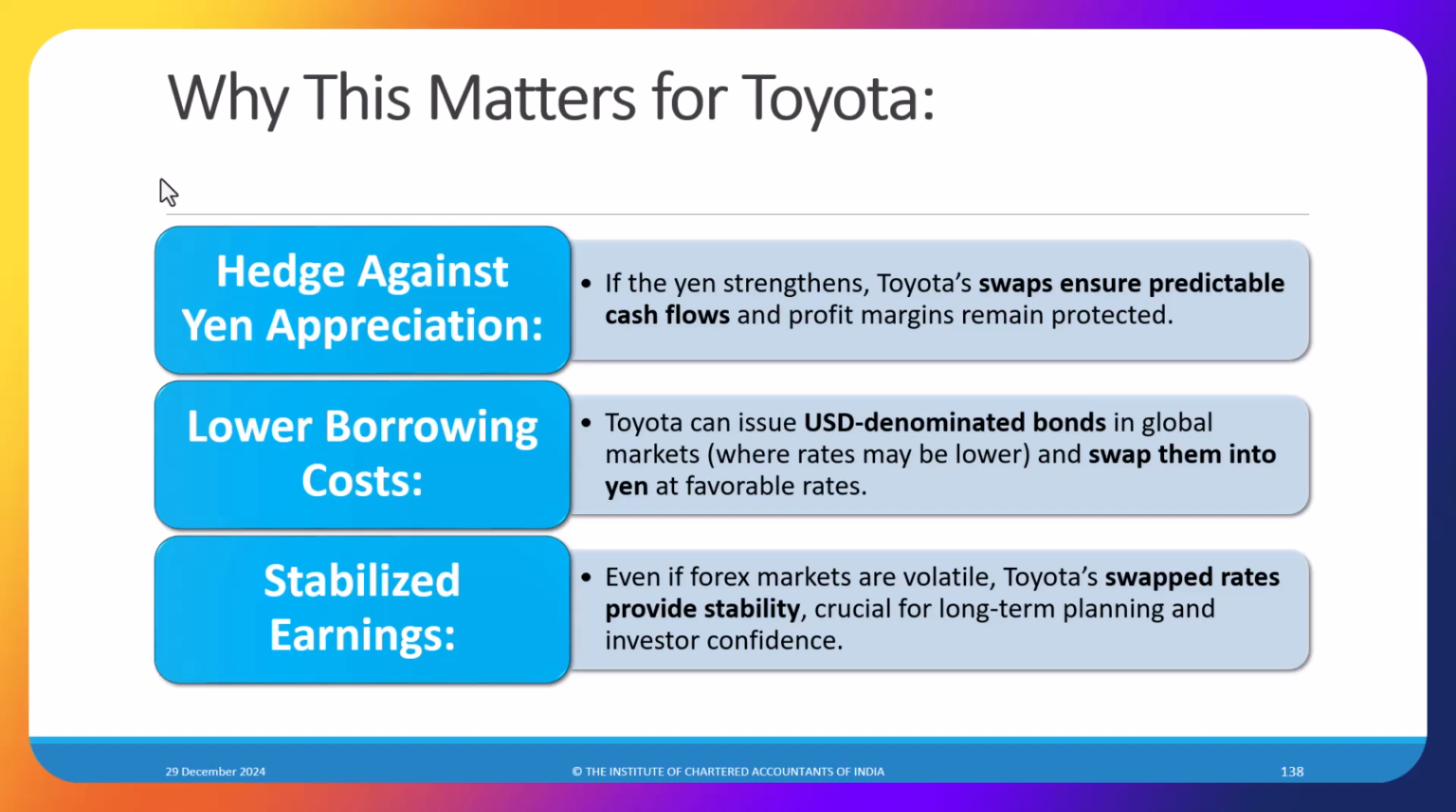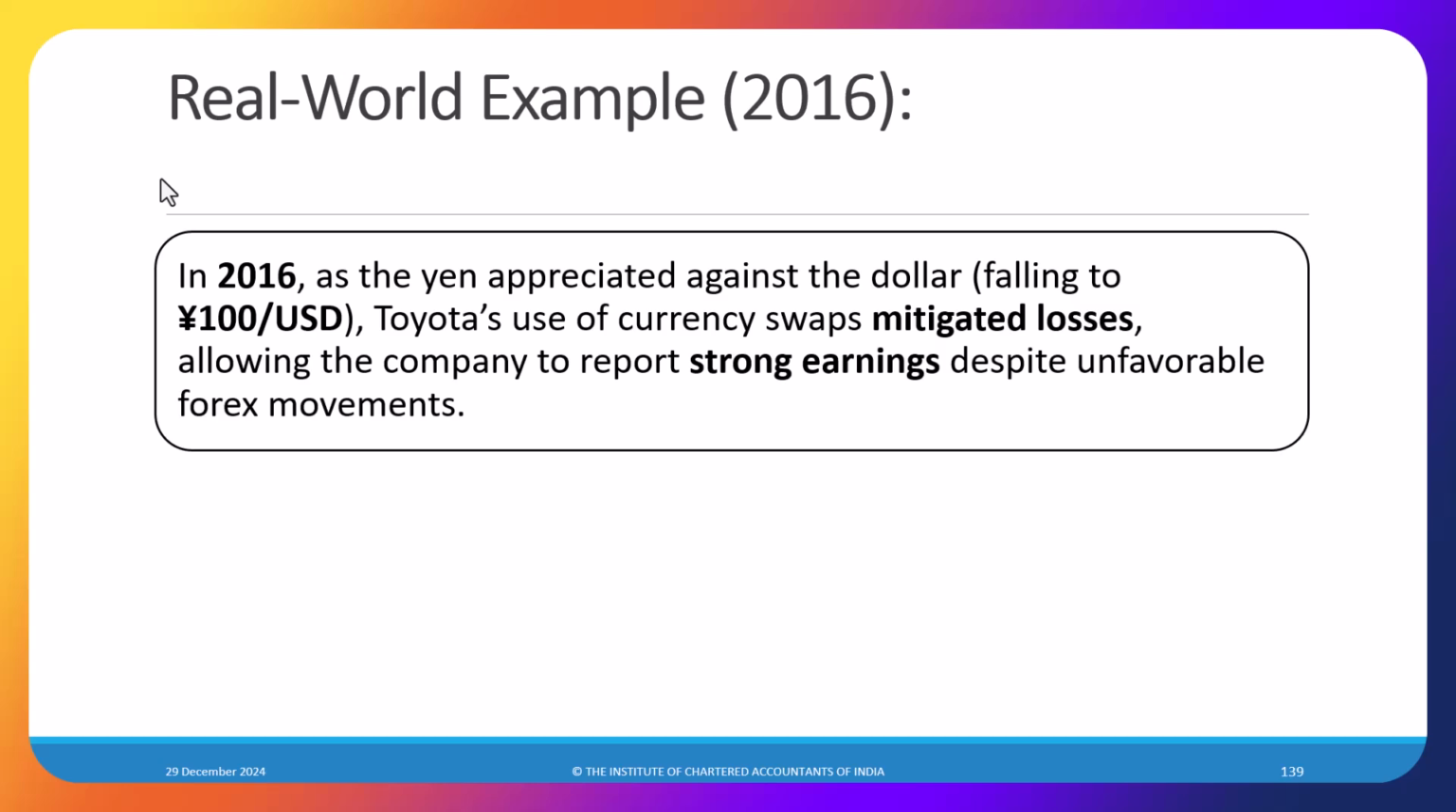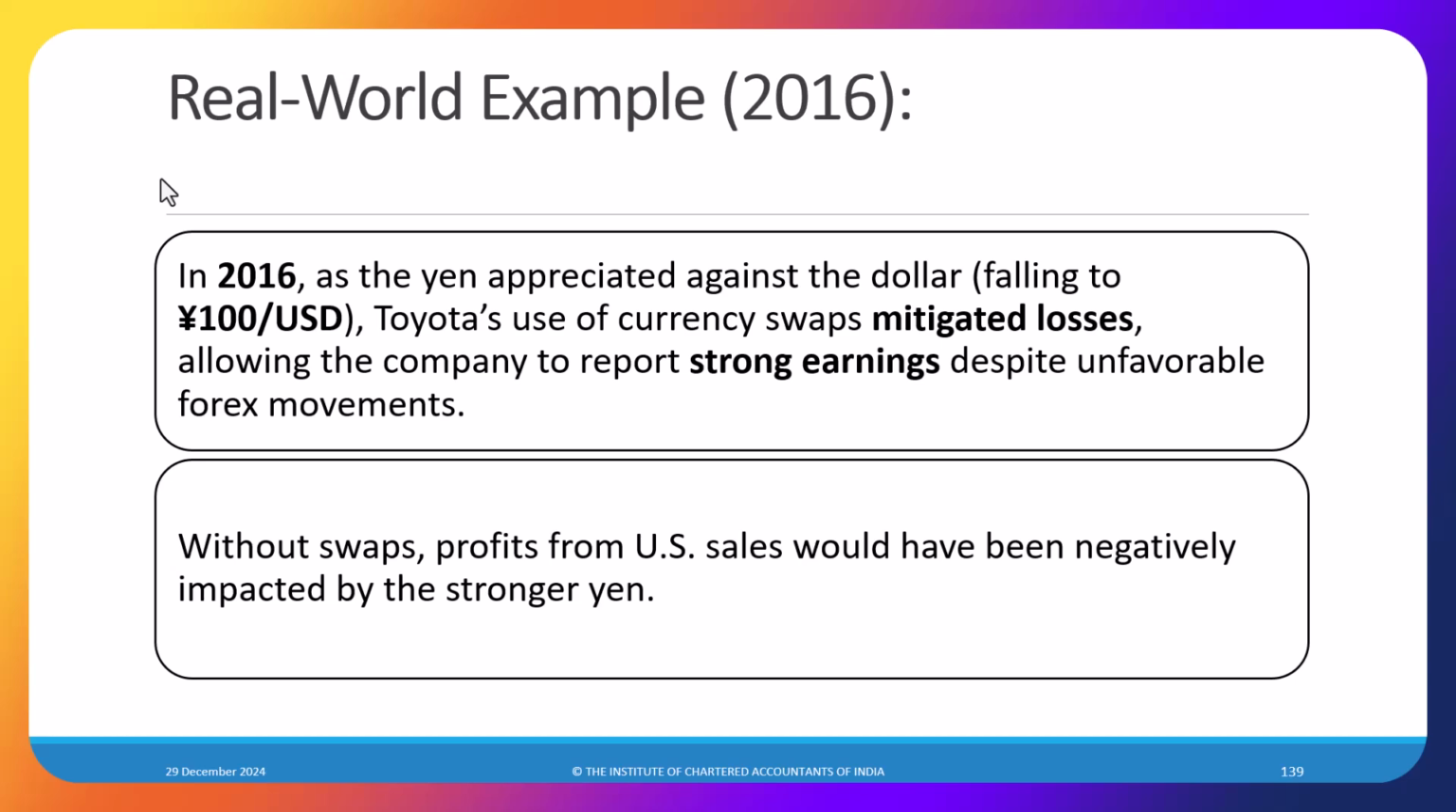In 2016, the yen appreciated against the dollar, falling to 100. Toyota's use of currency swaps mitigated losses, allowing the company to report strong earnings despite unfavorable forex movements. Without swaps, profit from US sales would have been negatively impacted by the stronger yen.